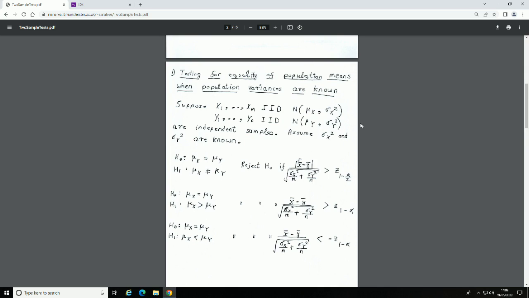By the way, the exam next week will not contain this material, right? It will not contain two sample tests or two sample confidence intervals. Nevertheless, we are doing this just for practice, right? Okay. All right.